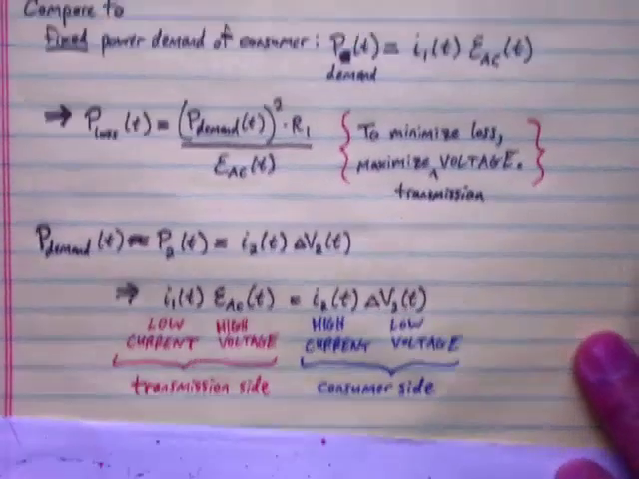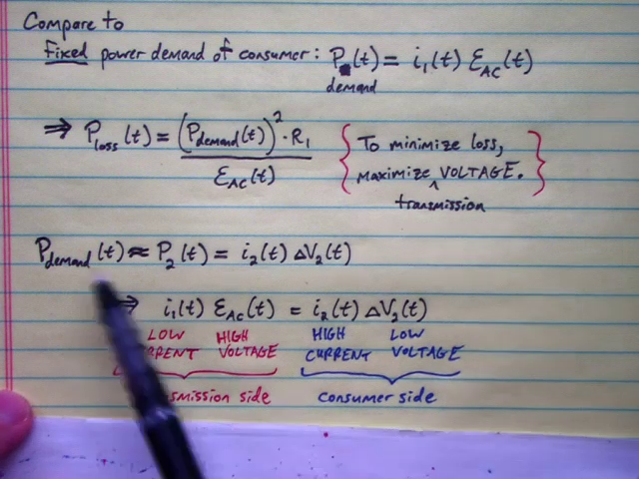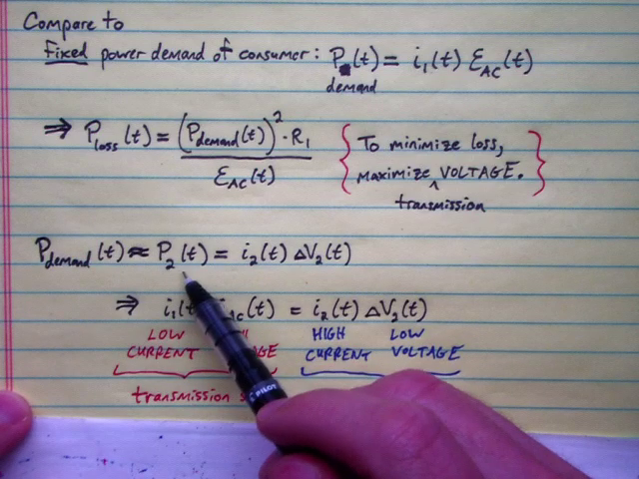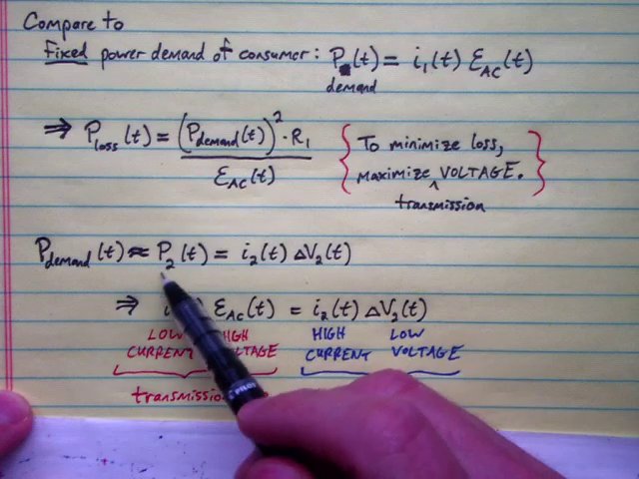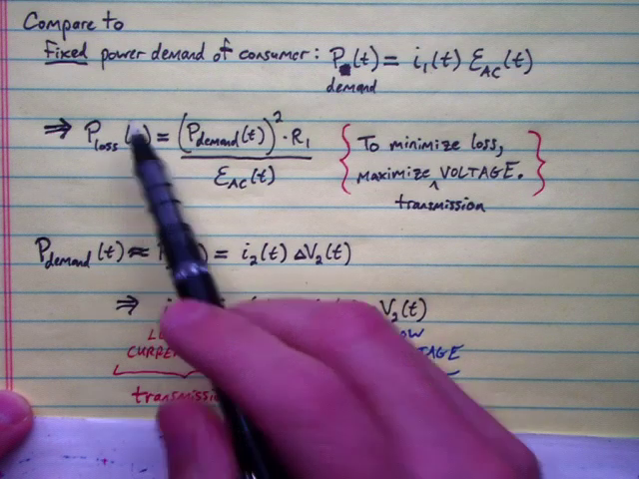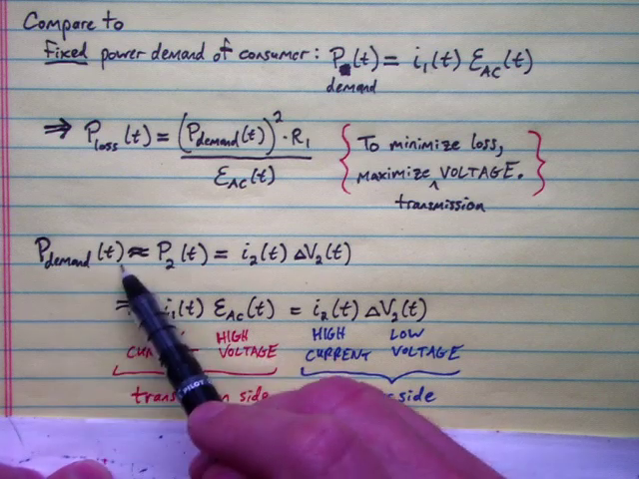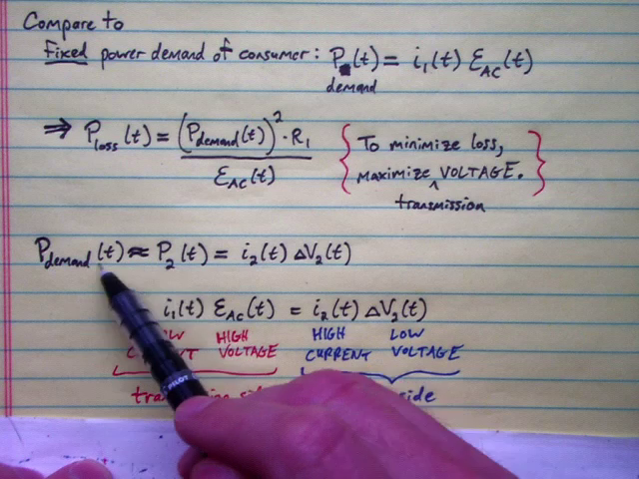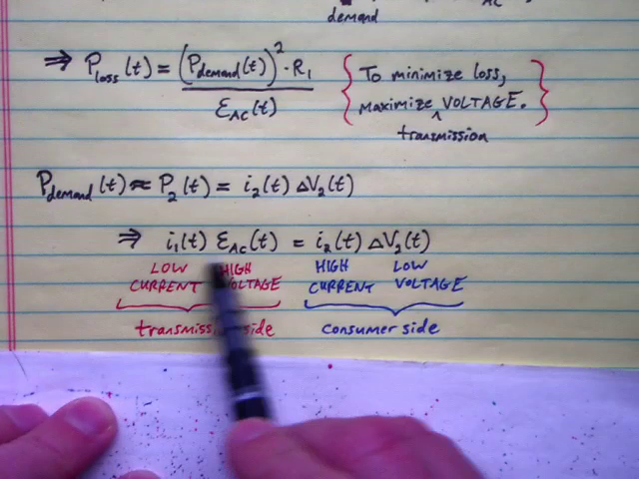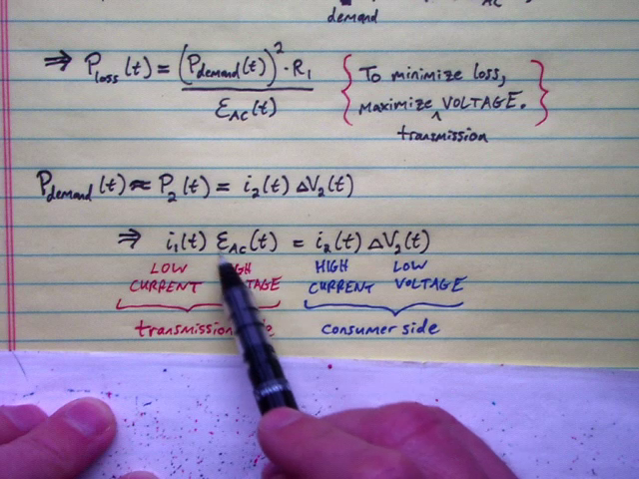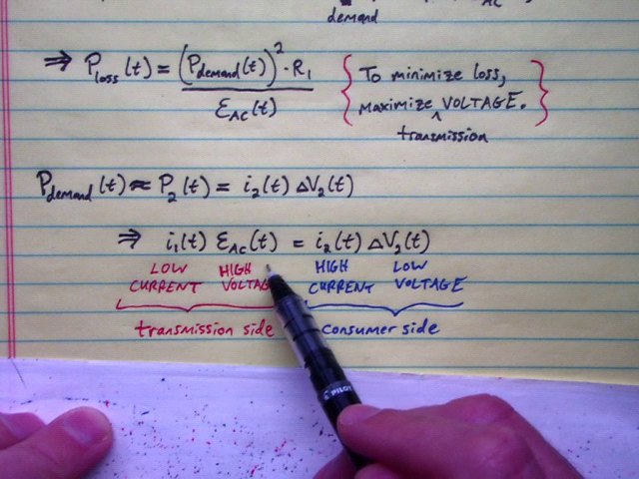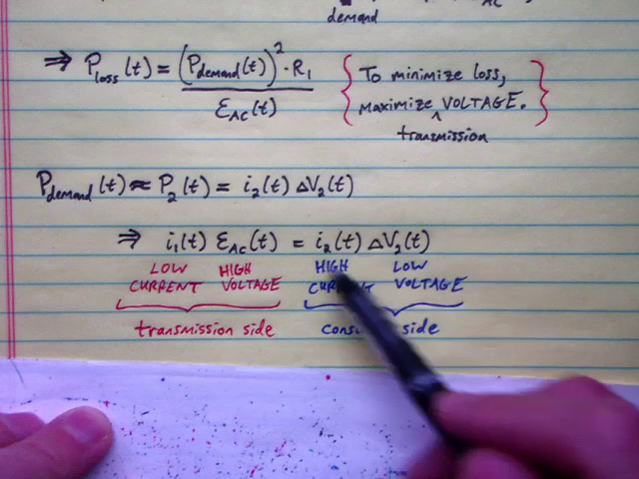One last thing to note, that if our transmission lines are efficient, then the power demands of the consumer will be roughly equal to the power that the consumer actually gets. So if the power loss is minimal in the wires, then the power output by the generating station, by your power station, should all get to your consumer. And so here, I1 times the AC EMF, this is the power being output by your power station. Here's the power being received by your consumer.